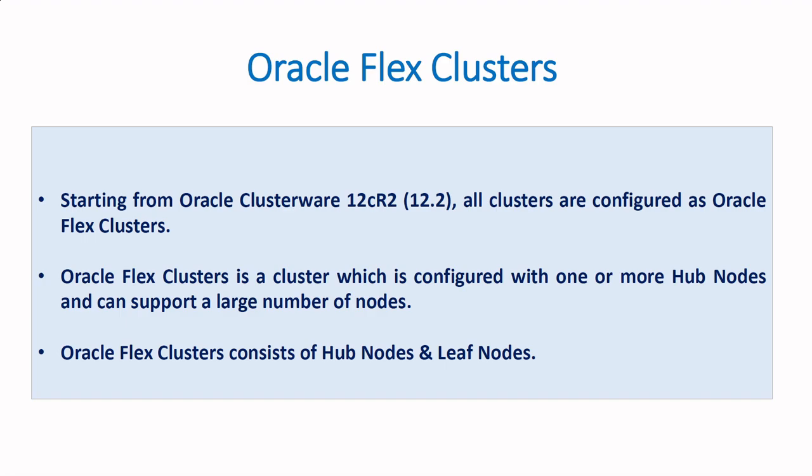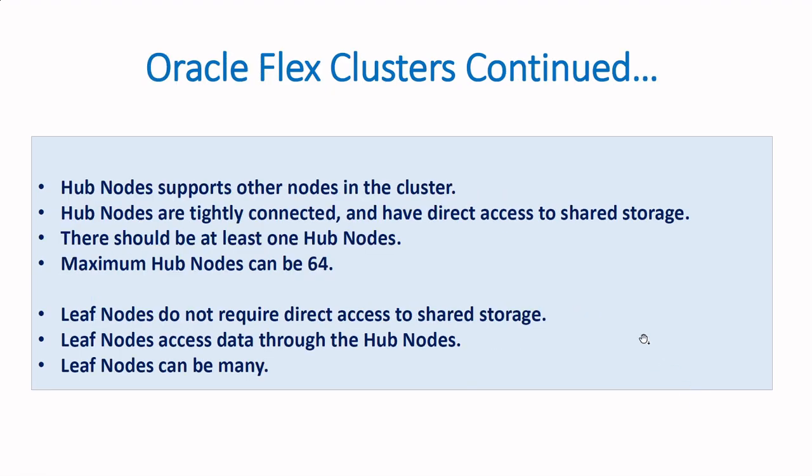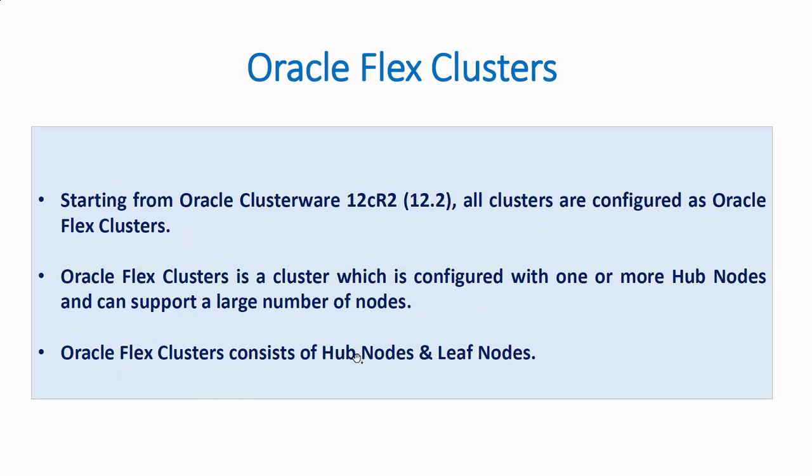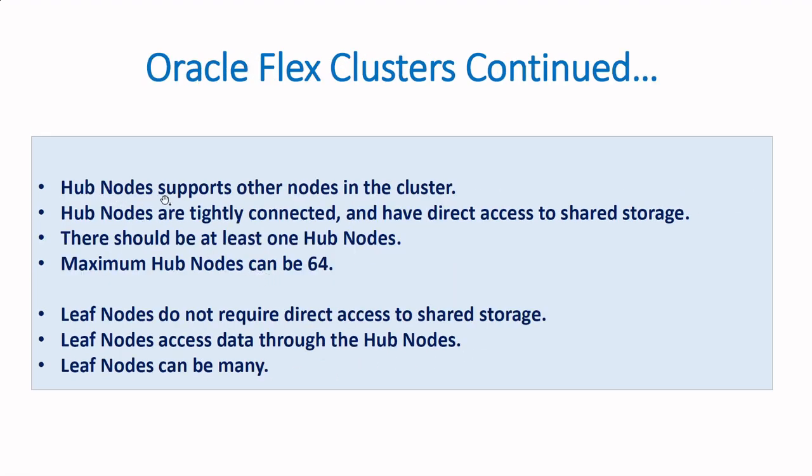In the ASM world, you have hub nodes and leaf nodes. The Oracle Flex cluster consists of hub nodes and leaf nodes. Hub nodes are the ones which have direct access to shared storage, and there should be at least one hub node, and you can have a maximum of 64 hub nodes.